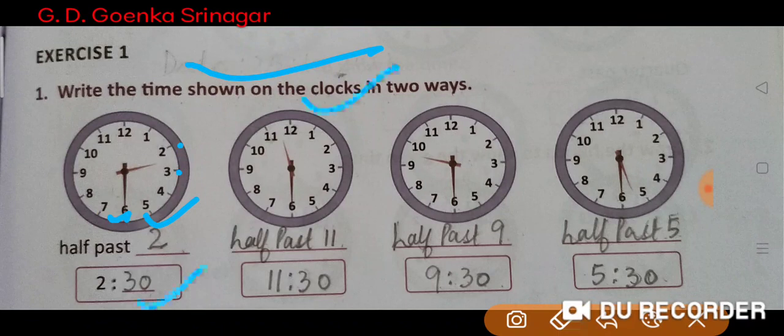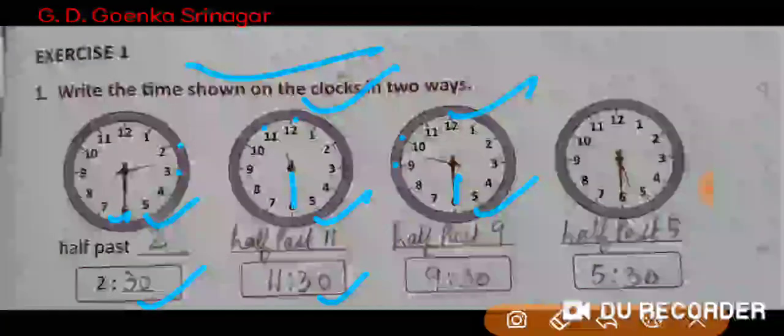Then let us come to the second clock. Here the long hand is on 6. The short hand is exactly between 11 and 12. That is half past 11, or the digital way is 11:30. Alright, my dear little Goenkans. Here in this clock, the long hand is on 6 and the short hand is exactly between 9 and 10. So it is half past 9.